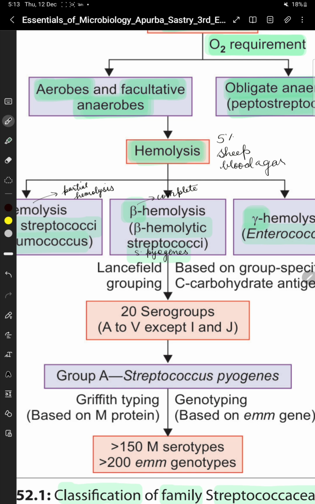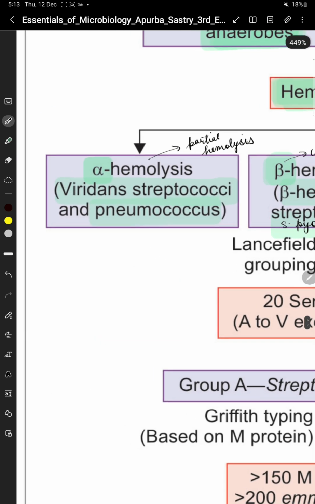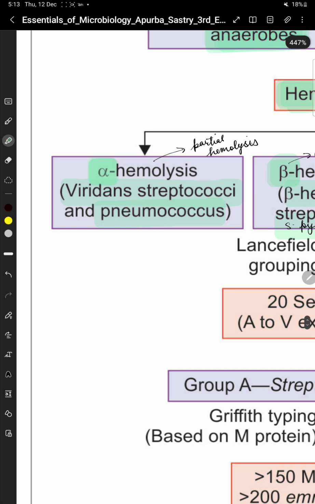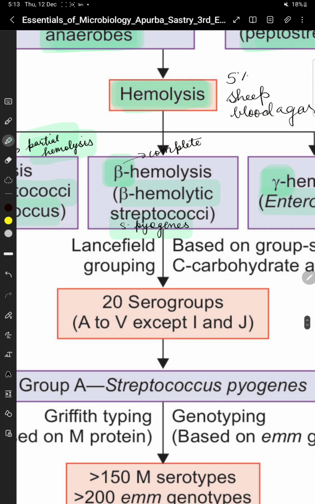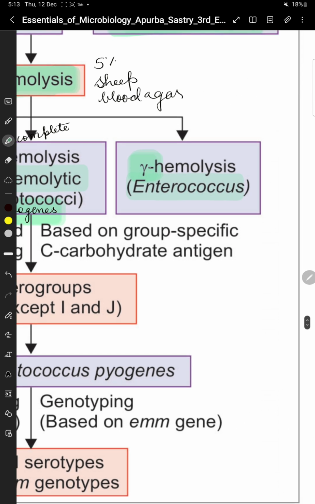So aerobes and facultative anaerobes, on the basis of hemolysis on 5% sheep blood agar, are classified into alpha, beta, and gamma hemolysis. Alpha hemolysis means partial hemolysis. Example: viridans streptococci and pneumococcus. Example of beta hemolysis: Streptococcus pyogenes and other beta hemolytic streptococci. Example of gamma hemolysis: enterococcus.